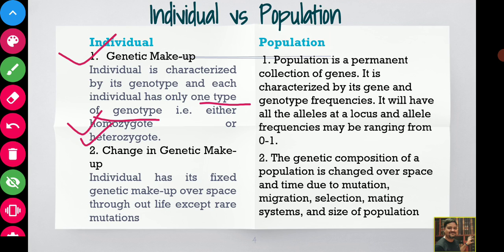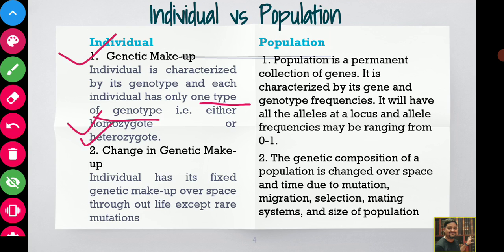You have studied the definitions of gene, allele, genotype, phenotype, etc. What I wanted to tell is that if you view an individual from the eye of a geneticist, that individual is actually a genotype. Whereas a population is a permanent collection of genes. What you are seeing as a population is actually a collection of individuals, and individuals are actually genotypes.